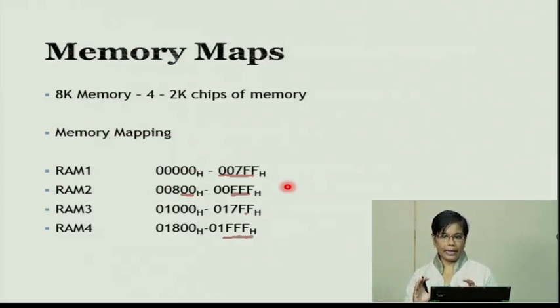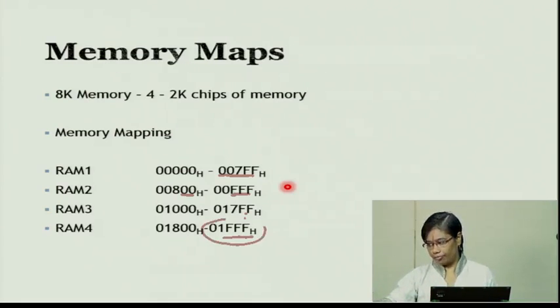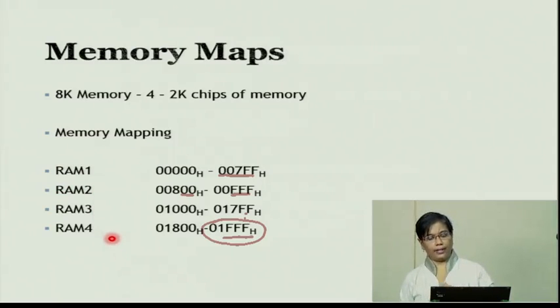So we have 8K of memory starting from address all zeros to address 01FFF. So this 8K of memory is going to be divided between 4 chips. The first 2K of addresses given to RAM1, the second 2K addresses given to RAM2, the next 2K addresses given to RAM3, and then the last 2K block given to RAM4.